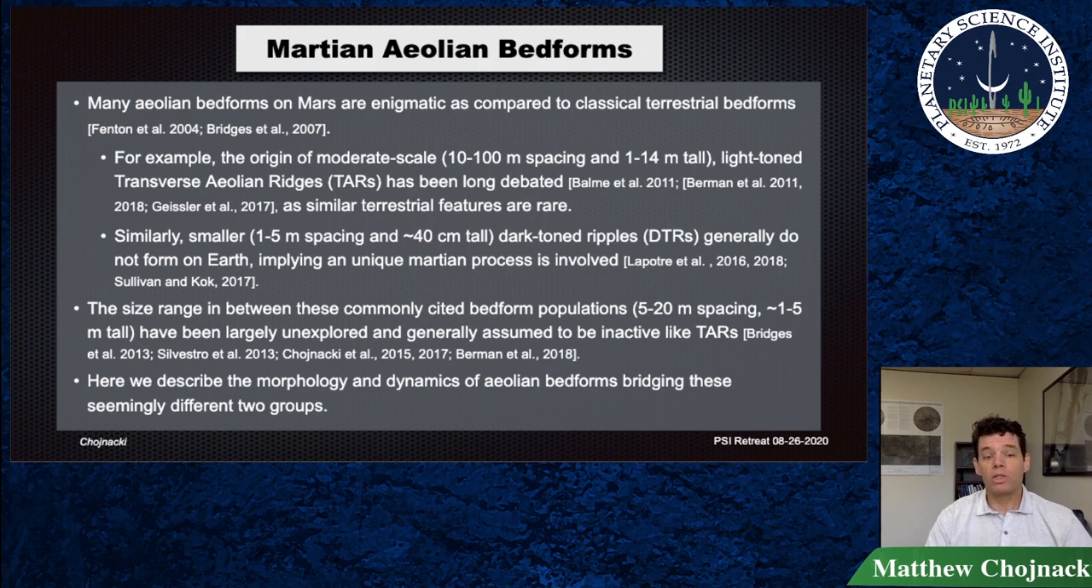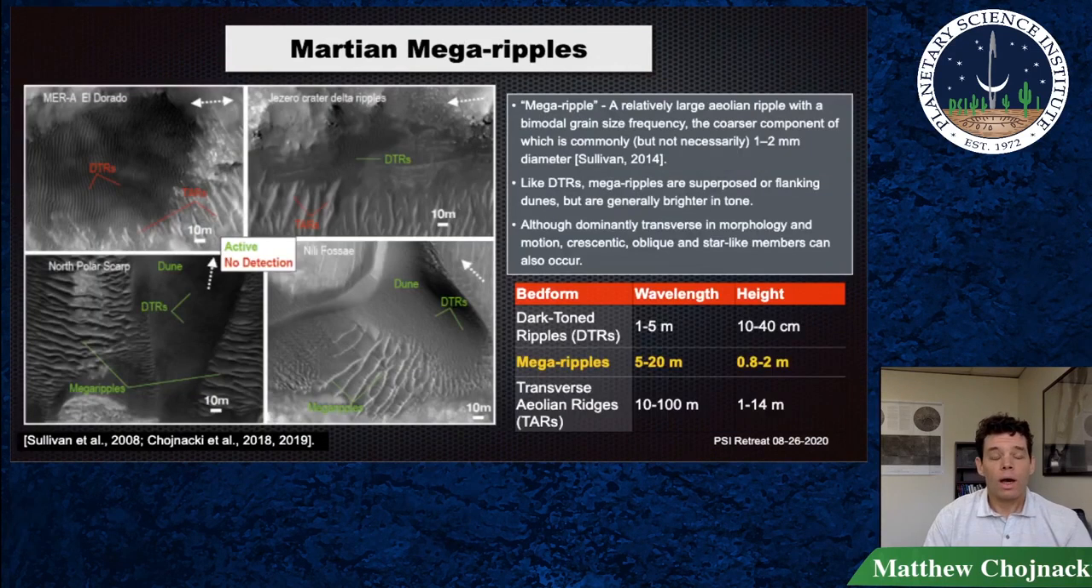Here we're going to describe the morphology and the dynamics of these Aeolian bedforms bridging these seemingly two different gaps. Here's four plots of HiRISE images of different Aeolian systems, all at the same scale, where I've labeled their no detection or active of these different bedform classes based on long baseline ortho images. In the top left, you can see the El Dorado ripple field that was investigated by the Spirit rover. And you can see there's TARs and dark ripples that were both found to be inactive.